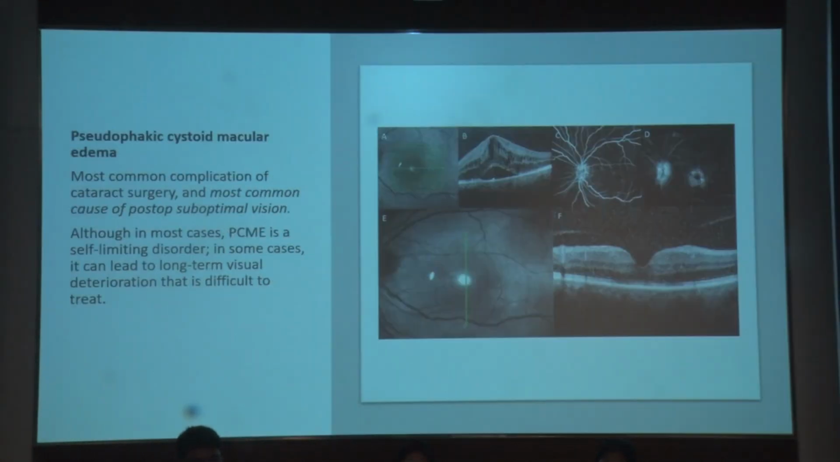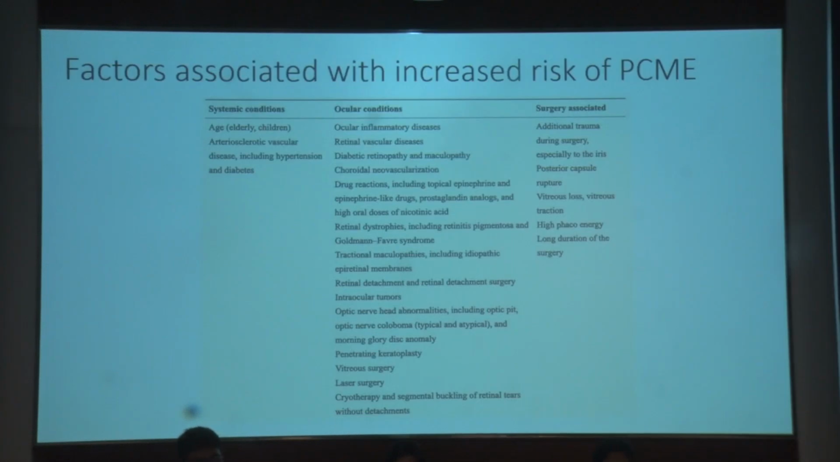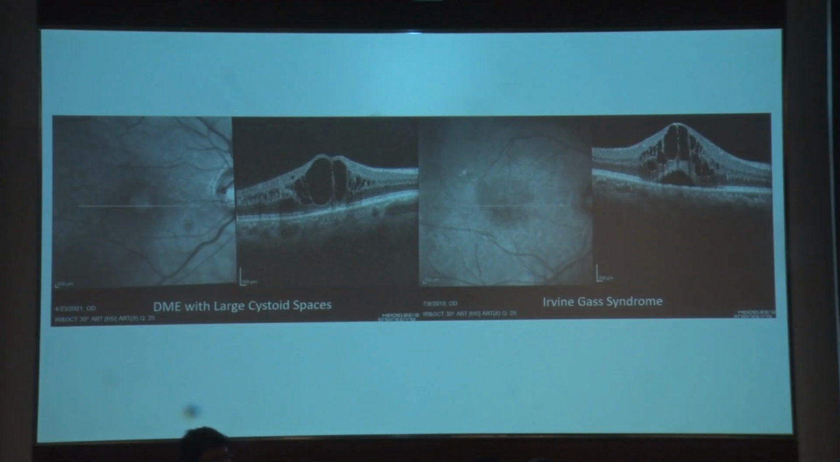So it can be due to various causes, but see here, the pseudophakic cystoid macular edema is the most common complication post-cataract surgery, all of us know that. But most of the time, it goes away well. When it doesn't go away well, that is when the visual loss keeps happening in those patients. So there are various systemic causes for post-cataract surgery CME, and ocular conditions, and surgery-associated causes like inadvertent iris trauma, posterior capsular rupture, vitreous loss, vitreous traction, etc.